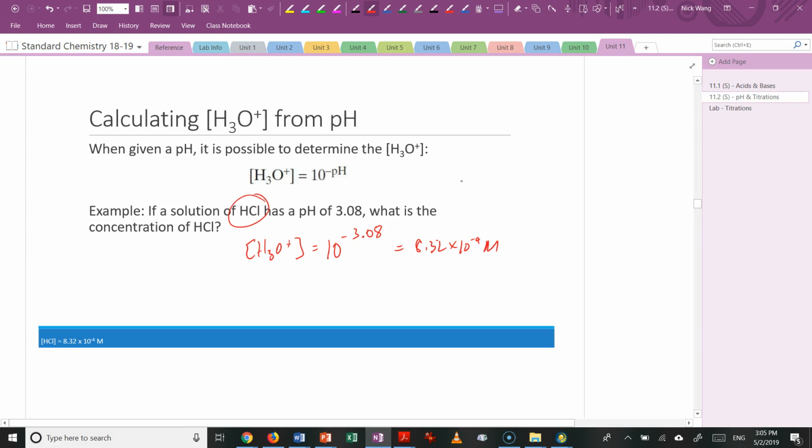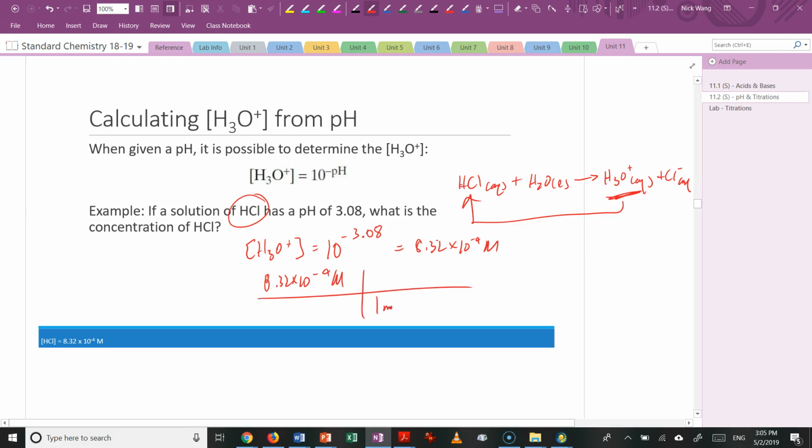Well, I know that HCl is a strong acid because when it dissolves in water, it will generate hydronium ion and chloride ion. So that means if I have this value present, I can do a little bit of stoichiometry to work backwards. So the work I'm going to do here is 8.32 times 10 to the negative 4th molar H3O plus. For every 1 mole of H3O plus, I know it takes 1 mole of HCl from the original sample. And do some math here. Hopefully you'll find that the answer is pretty easy to calculate. 8.32 times 10 to the minus 4th molar HCl. And that, my friends, is your answer.